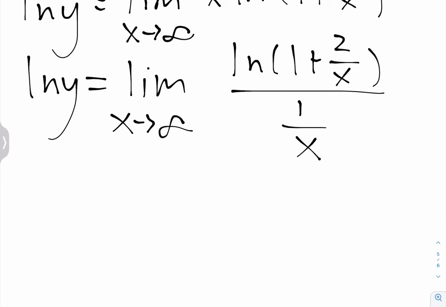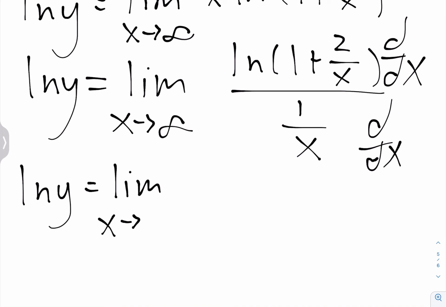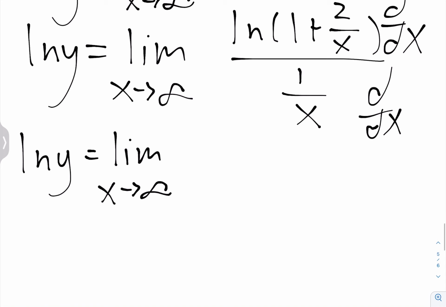So if we put in infinity right now, we're going to get the natural log of 1 divided by 0, because 1 over infinity is just 0. So we're going to have to differentiate the top and the bottom, right? Use L'Hopital's rule. And when we're differentiating the natural log of 1 plus 2 over x, that's going to be the limit as x approaches infinity. Well, remember the derivative of the natural log of x is 1 over x. So the derivative of the natural log of 1 plus 2 over x is going to be 1 over 1 plus 2 over x.